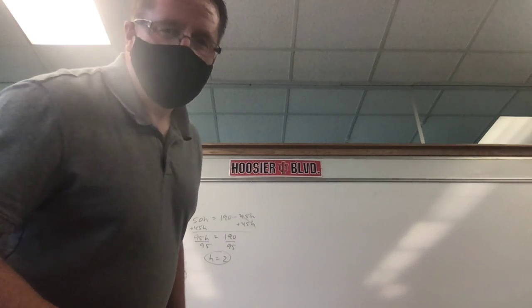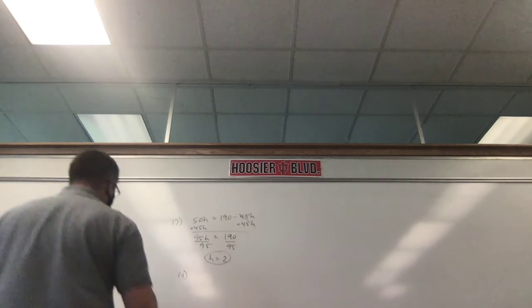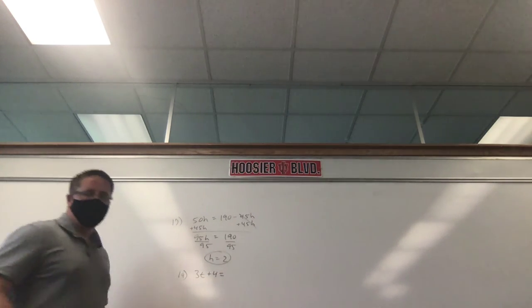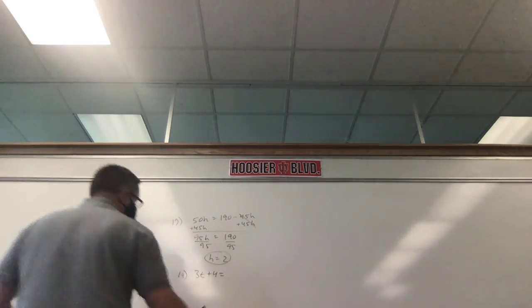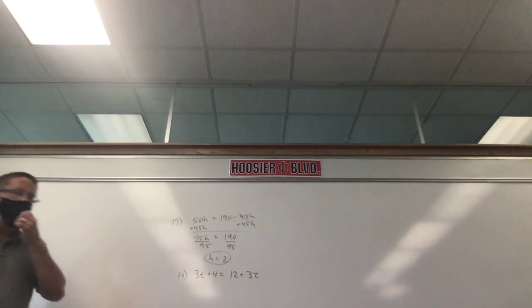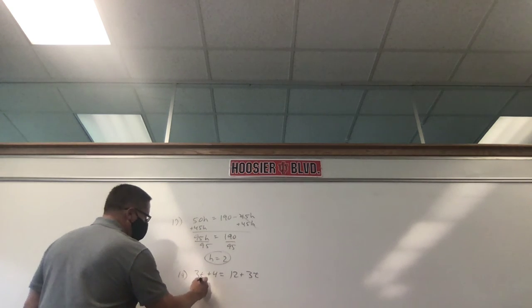Okay? So if I give you something like this, one's a little bit different. It says 3t plus 4 equals 12 plus 3t. This is actually an easier question, but it's a little bit different. We got t's on each side. We get rid of the smaller one. But what's different about this? They're the same. So it really doesn't matter which one I get rid of. So I'm going to get rid of 3t. So I'm going to subtract 3t.